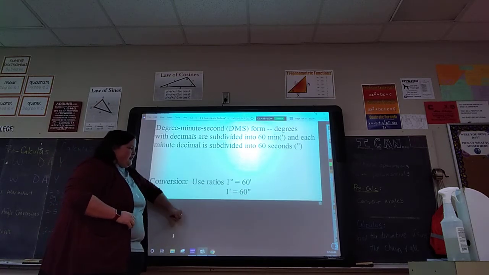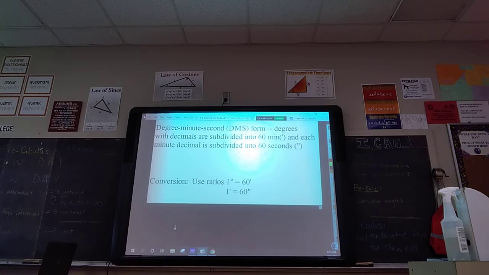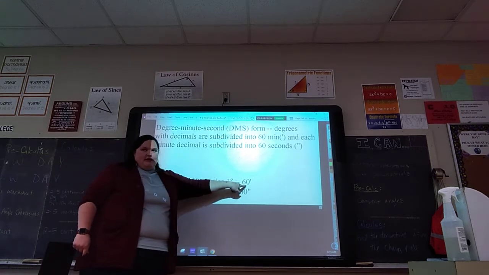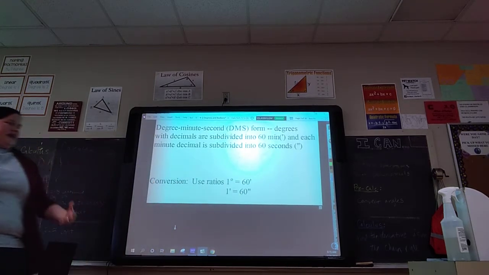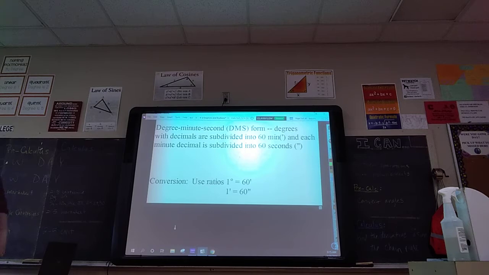So the ratios are fairly straightforward. One of them is something we've known forever, and one of them is something that they created so that it's easy for us to subdivide it into these two categories. So basically we use the ratios where 1 degree equals 60 minutes. So we can take that decimal portion of it and multiply it by 60, and that'll subdivide it into a minute. So it's a 1 to 60 ratio for degree to minute.